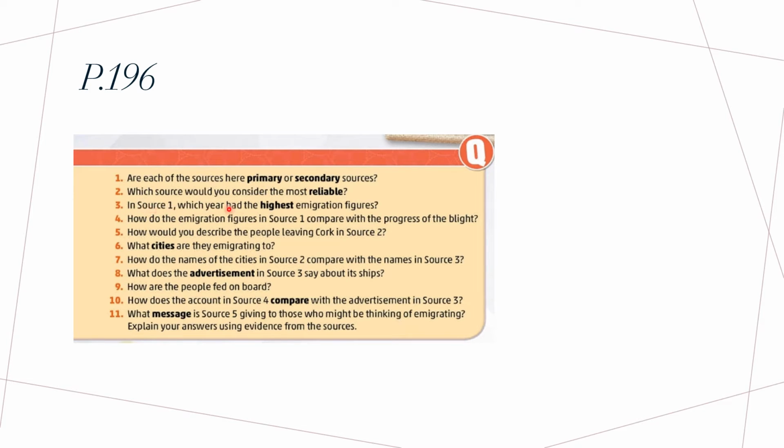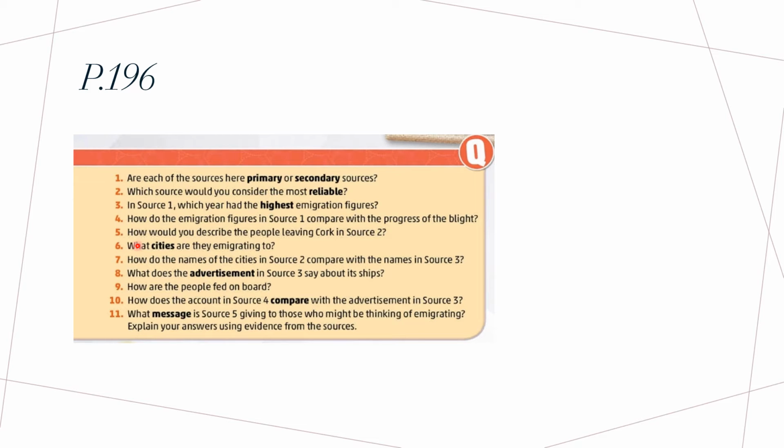Which source would you consider the most reliable? Okay, so read through the sources, take a look through them, and then pick out which one you think would be most reliable. Usually the most reliable is one that's a primary source and factual about the time. It might have a date on it, it'll state when it happened. In source one, which year had the highest immigration figures? We'll be taking a look through that graph later.